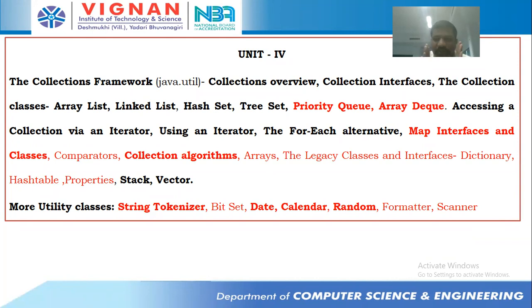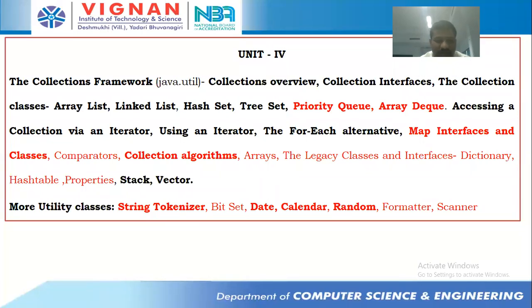The only thing you need to do is take the theory of string tokenizer and the program. Date theory, 2 to 3 lines, and then program. Calendar theory, 2 to 3 lines, and then program. Like that you need to remember each and everything. In the examination also they might ask you to explain string tokenizer, explain date, or explain random or scanner. Like that they might be asking you questions in the external examination.